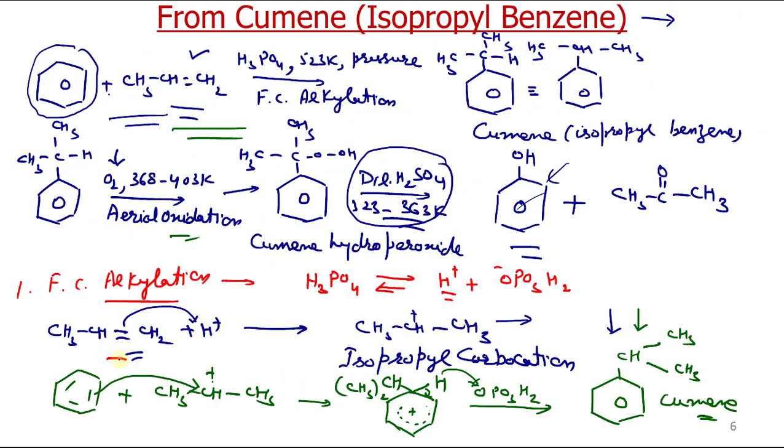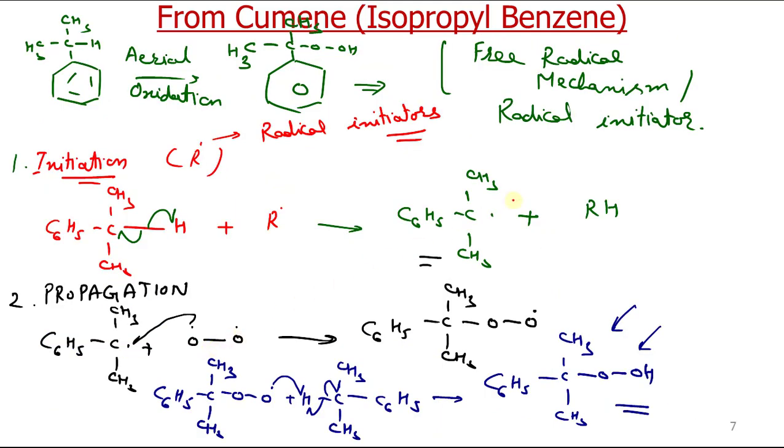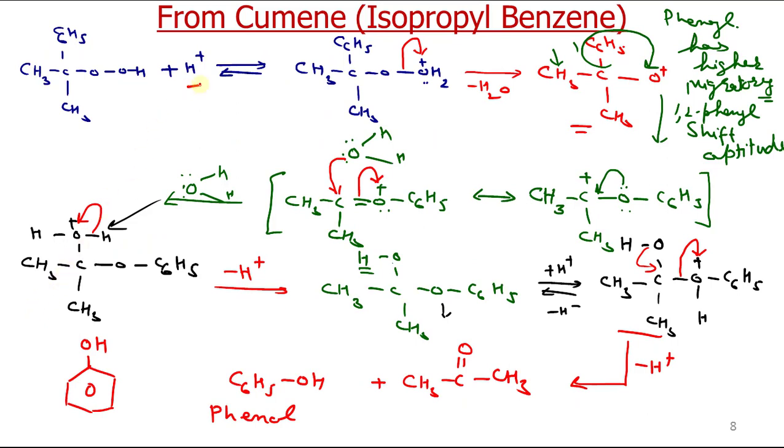First step is a synthesis of cumene from benzene and propene under acidic conditions. This is a typical Friedel-Crafts alkylation step, general mechanism. Next step is aerial oxidation, which is a free radical mechanism: first is initiation, then propagation, then termination. And third is your rearrangement under acidic conditions to give you phenol plus acetone. So this was quite an easy process, quite lengthy, and it is the industrial process to synthesize our phenols.